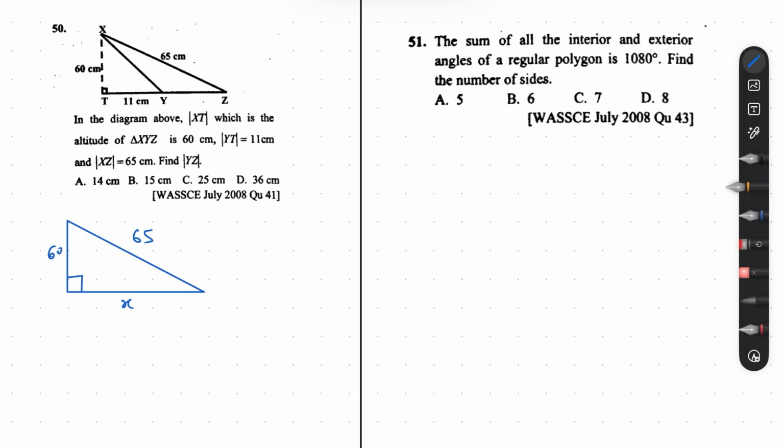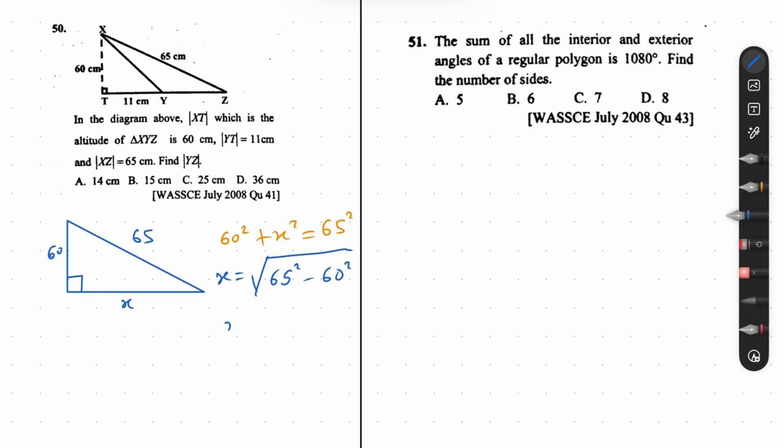Okay, cool. So how do you find x? 60 squared plus x squared should give us 65 squared. Okay, cool. You know that this is Pythagoras theorem. So we can just make x the subject, and then we find our x. So x will give us the square root of 65 squared minus 60 squared.